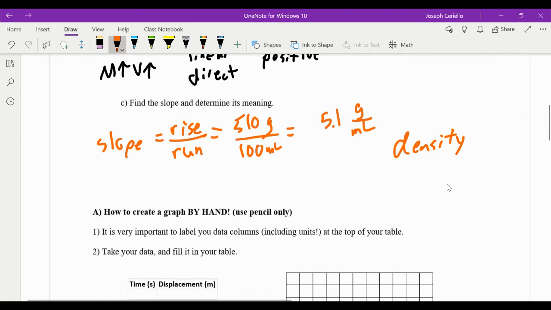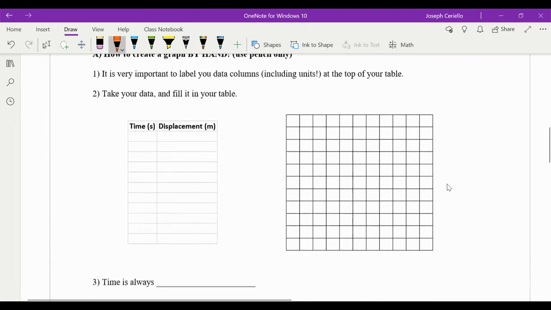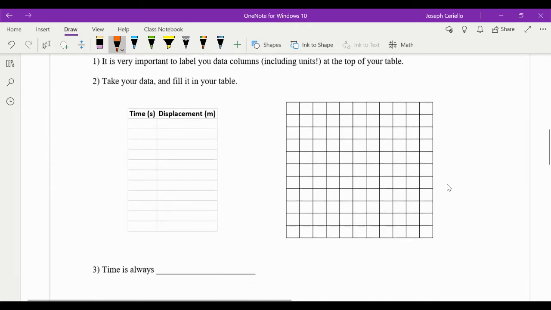So let's go through how to create a graph by hand. So we took some data in class of me walking across the front of the room. I don't have that data on hand, so I'm just going to make it up. All right. So our displacements, I think we went from 0, 1, 2, 3, 4, and 5. And I think our times, I don't know, time 0 was displacement 0. Let's keep it easy. Let's just say it was 2 seconds, 4, 6, 8, and 10. Every class was a little different, but it's fine.